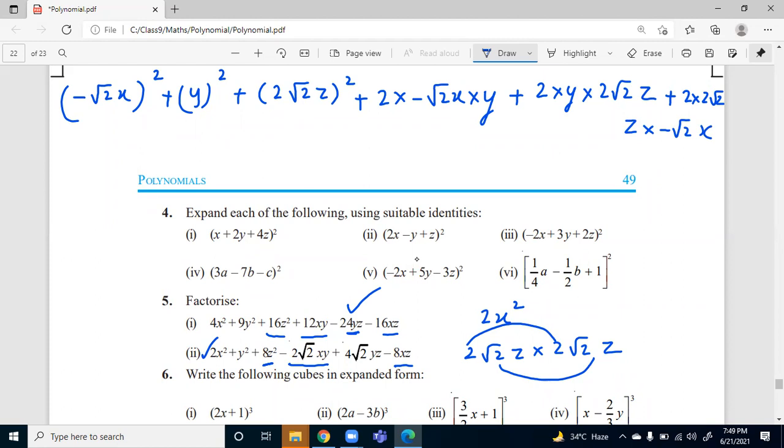So what is the next step? It is minus root 2x plus y plus 2 root 2z whole square. So that is a very easy question, and you might expect this question to come in your exam. Okay, ma'am. There are six terms you have to factorize. So you have to concentrate on identity number 5.